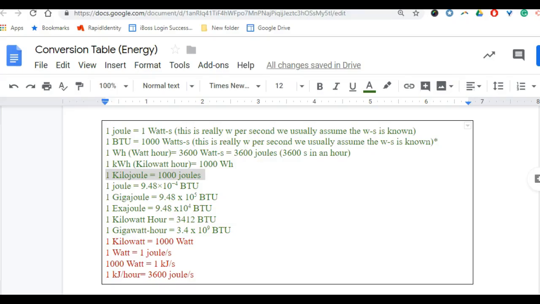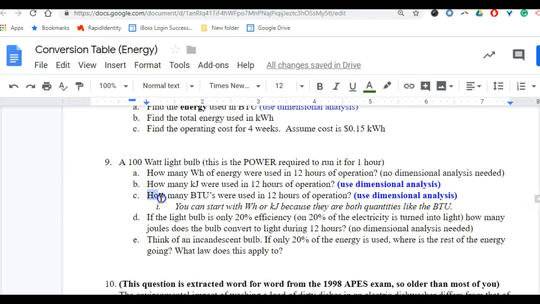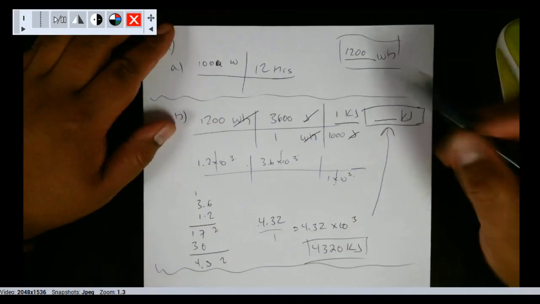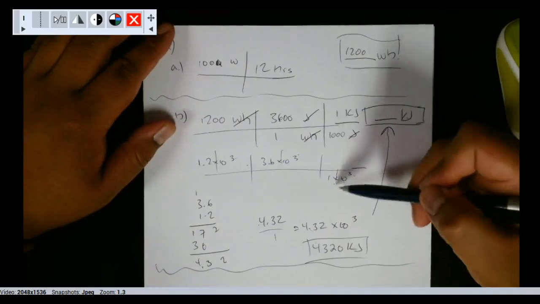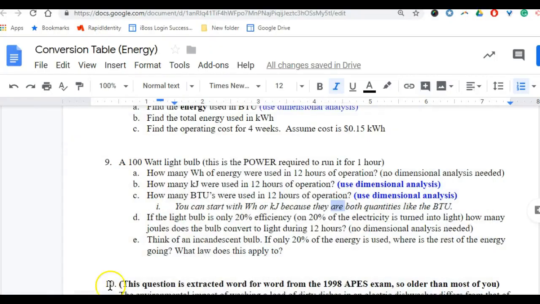All right, let's go over to part C. So now it's how many BTUs were used in 12 hours of operation. And it says right here you can start with watt hours or kilojoules because they are both quantities like BTU. So let's go back to our problem. I can go from here to BTUs or I can go from here to BTUs. So let's go to our conversion chart.